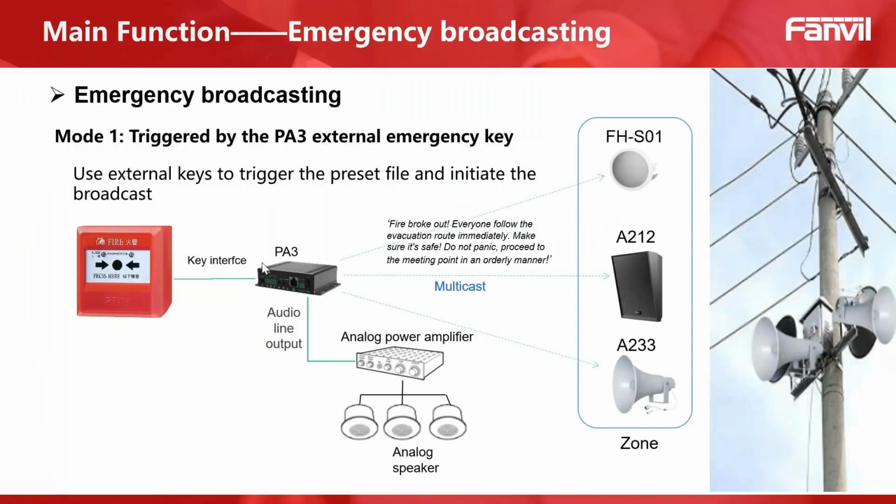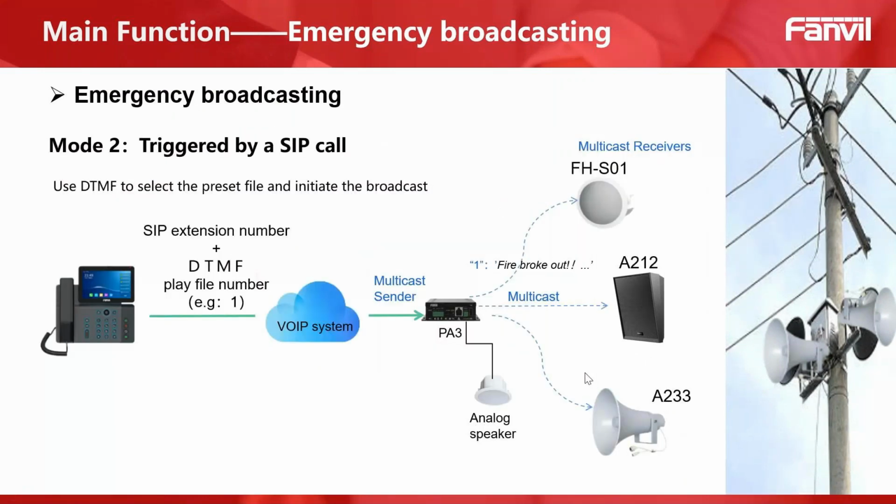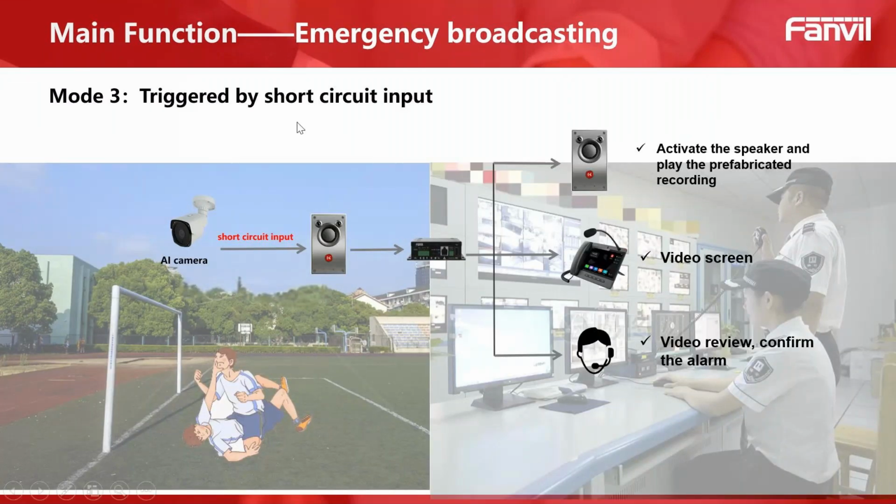I believe that in the campus environment, the emergency broadcasting cannot be ignored. So at this point, we can use PA3 as an intermediary to connect the emergency button with the IP home A233 to provide critical information for people in disaster zones. In case of campus emergency evacuation, calls can be made not only through the emergency button, but also through the SIP protocol. And moreover, the emergency broadcasting can be triggered by short circuit input.